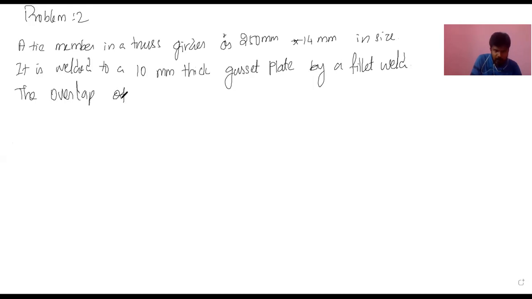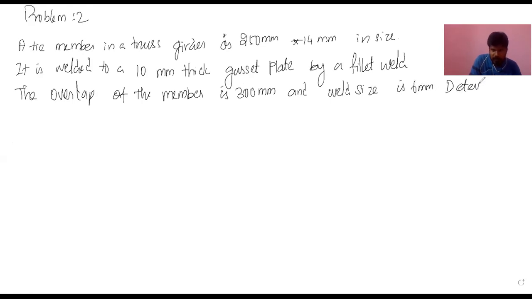The overlap of the member is 300 mm, and weld size is 6 mm. Determine the design strength of the joint.